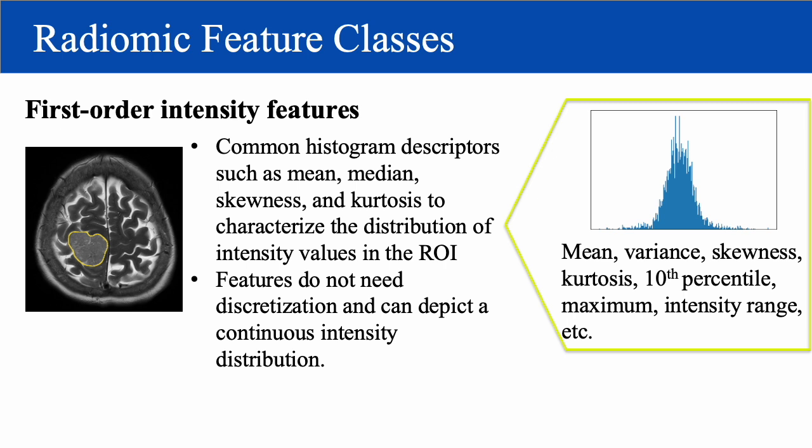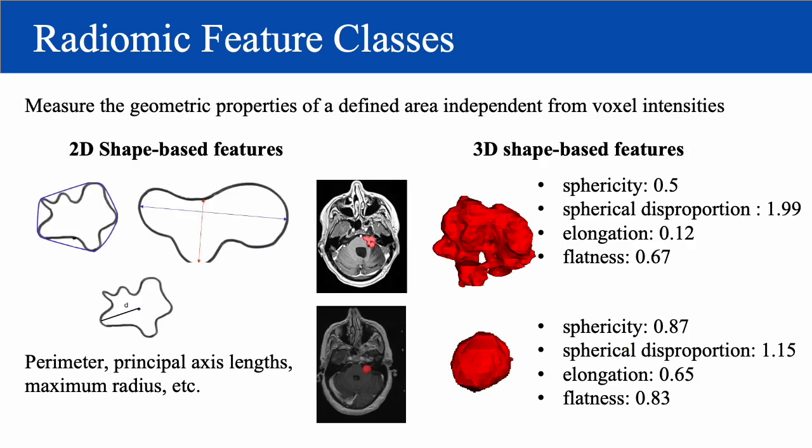First-order intensity features compute common histogram descriptors such as mean, median, skewness, and kurtosis. Shape features are used to measure geometric properties of the tumors, such as perimeter, principal axis length, radius. 3D shape features can calculate how tumor shape deviates from an ideal sphere. As can be seen from the two tumor models, the spherical one on the bottom has higher sphericity value, elongation, and flatness values, and lower spherical disproportion values, compared to the more irregularly shaped tumor.